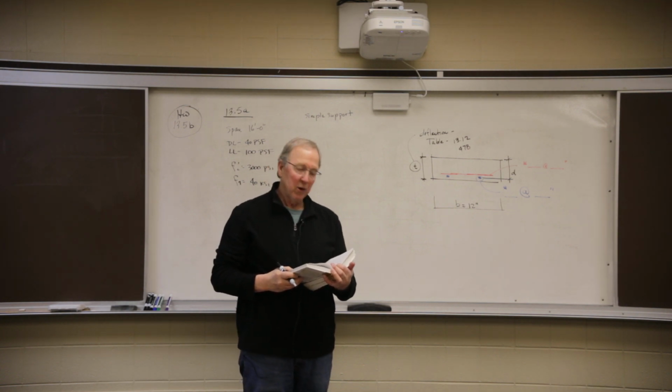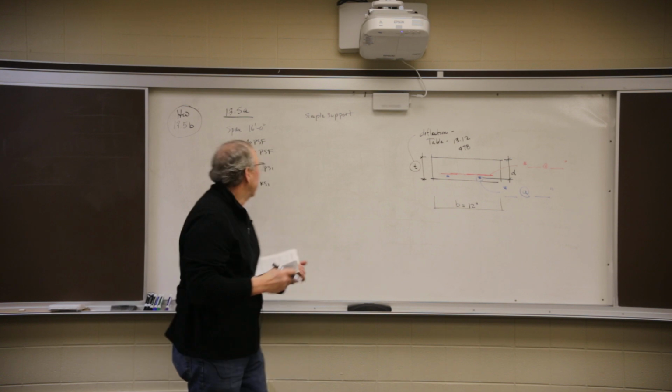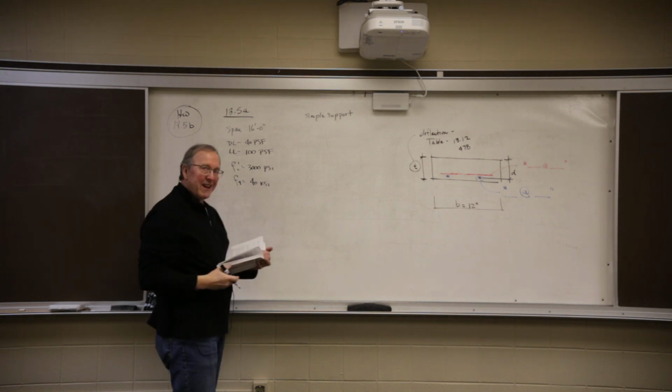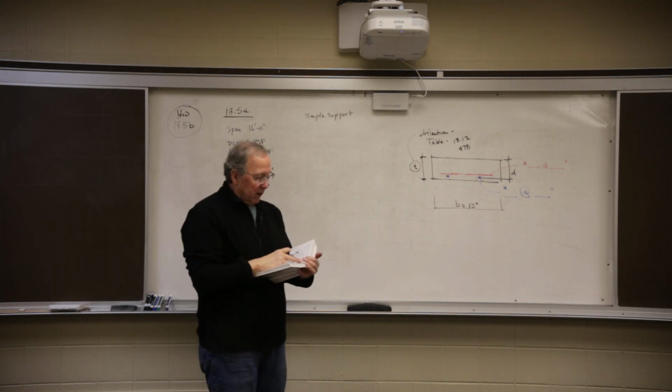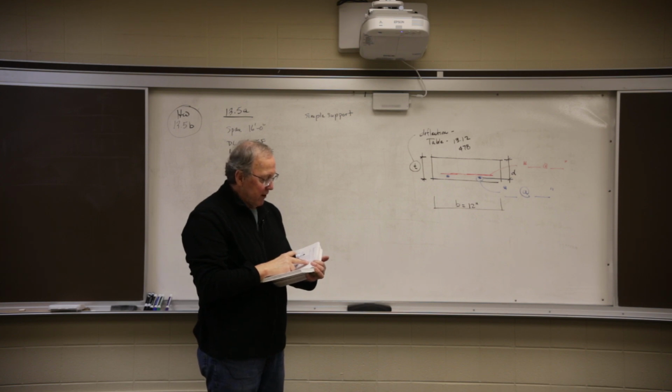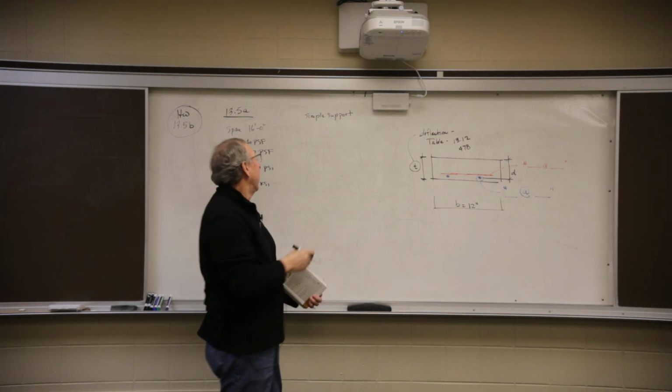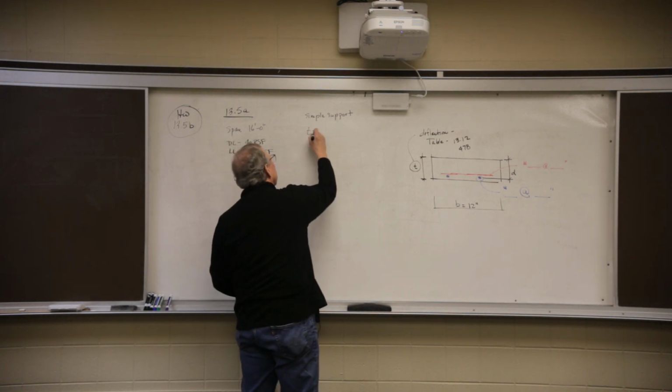We've got to pick which one applies to our problem. Our problem says that the concrete is 3,000, the steel is 40. Steel is what we need. It says Fy is 40. I go to simple support and I get T is equal to L over 25.